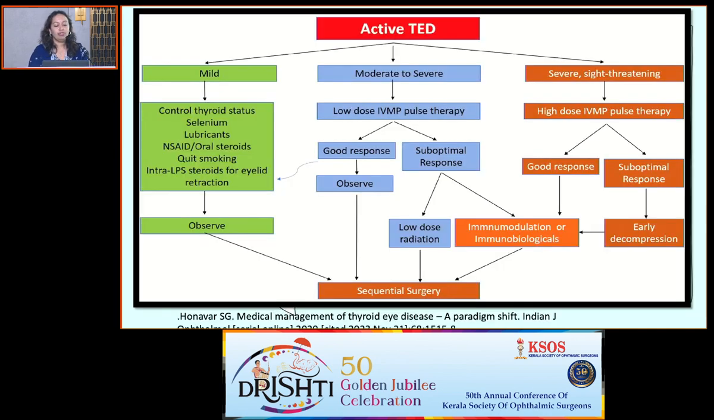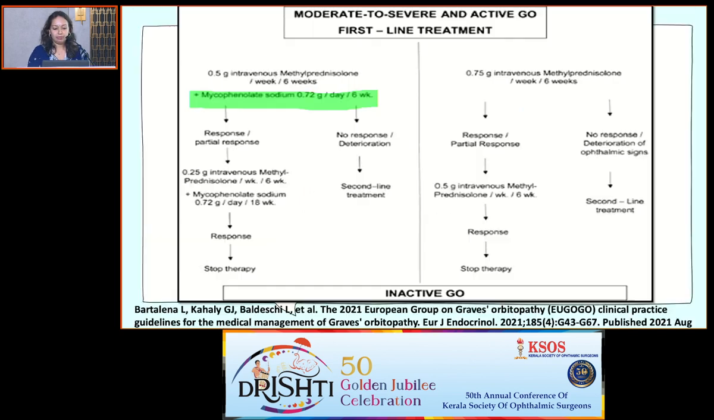So this is a nutshell of the treatment of active thyroid eye disease. If it is mild, we'll stick to conservative management with lubricant. Sometimes we may require oral steroids. And in case of moderate to severe thyroid eye disease, we have to start low-dose IVMP therapy. If there is suboptimal response, we have to go for low-dose radiation along with steroids. And also we can go for immunomodulators. And in case of severe sight-threatening disease, we should give high-dose IVMP therapy. If there is suboptimal response, we have to go for early endonasal endoscopic decompression.